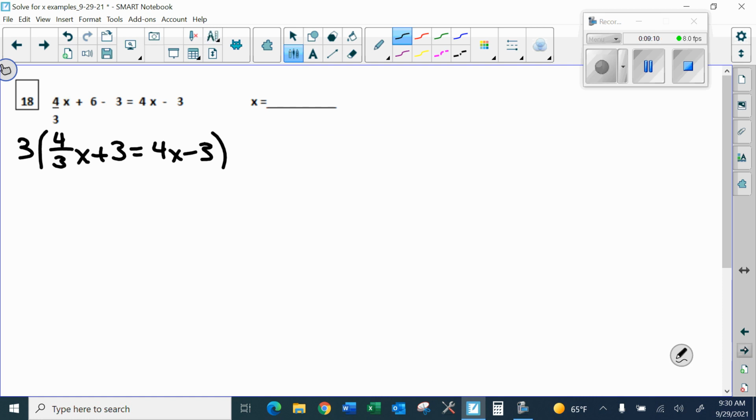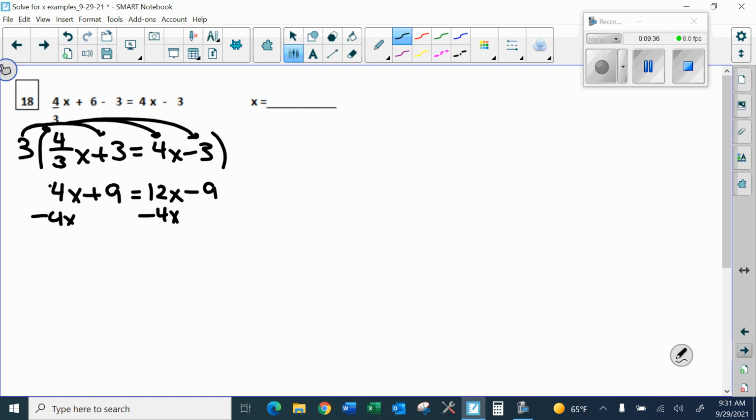So 3 divided by 3 is 1 times 4 is 4x. 3, I'm just distributing this through. Every one. 3 times 3 is 9. 3 times 4x is 12x. 3 times -3 is -9. Now again, I ask myself, what side should I bring the x's to? Which one's smaller? That coefficient is smaller, so I'm going to subtract it across, which means the constant's going that way, so I'm adding the 9 across. Okay, so that cancels out, and I get 8x equals 18.